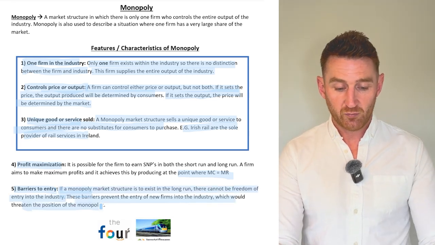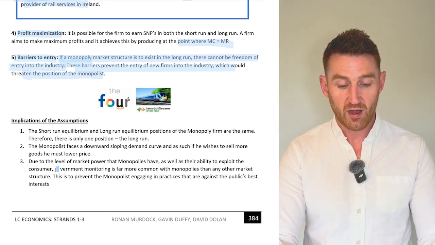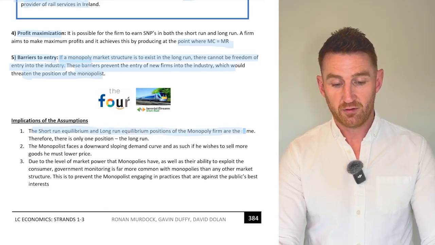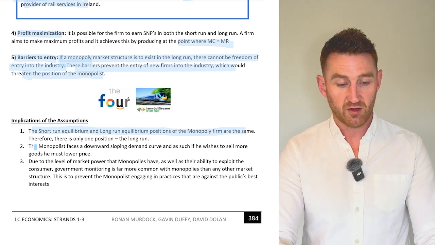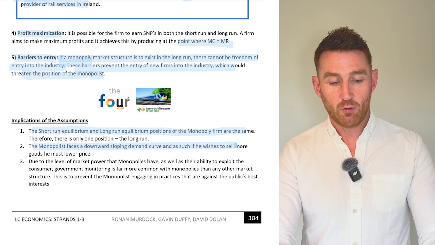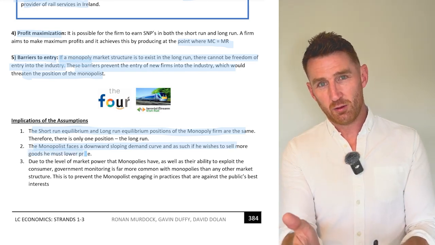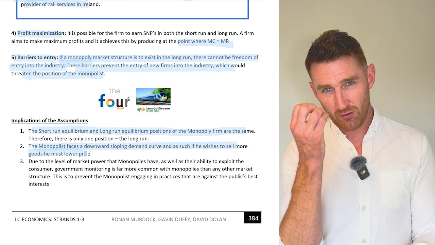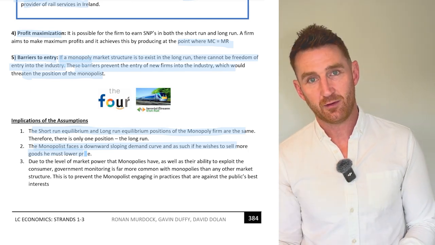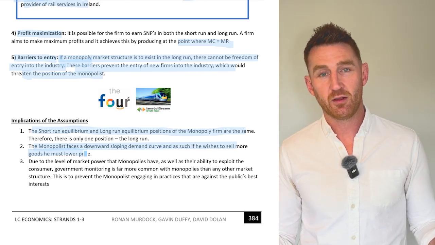So finally there, very quickly, some of the implications of these assumptions, and we've touched on some of this already. So first thing is, yeah, the short run and the long run are going to be the same. So there's no distinction between short run and long run because of the barriers to entry. Next thing, the monopolist faces a downward sloping demand curve, and if they want to sell more, they have to lower their price. So actually what we'll see is that the equilibrium position of a monopolist is the exact same as the short run equilibrium position of a firm in monopolistic competition.